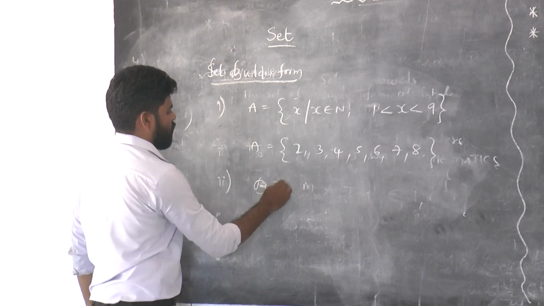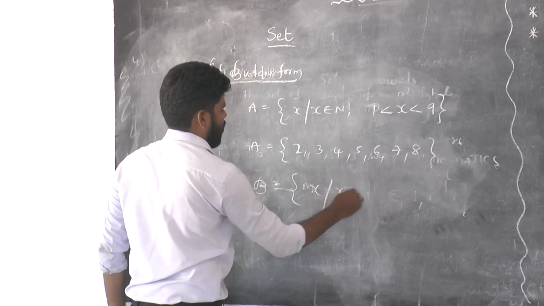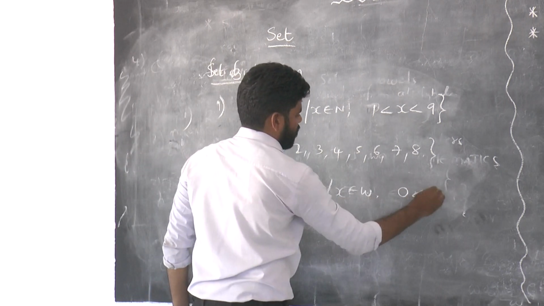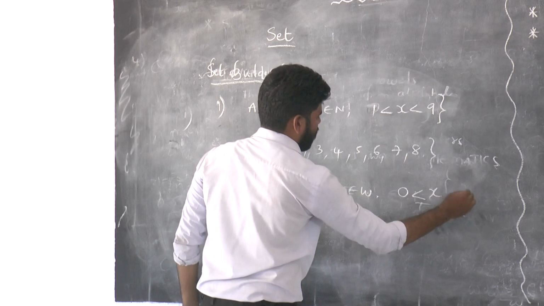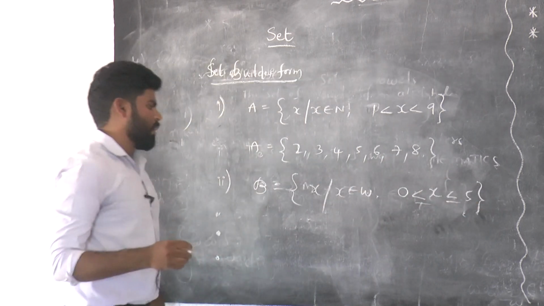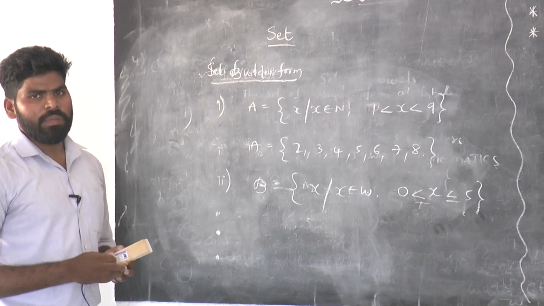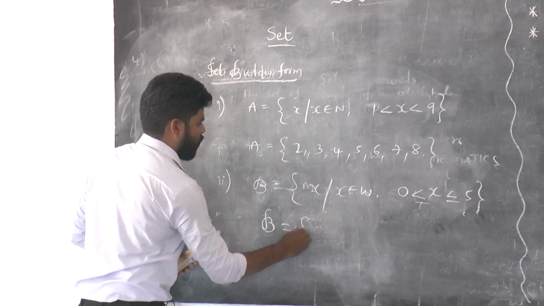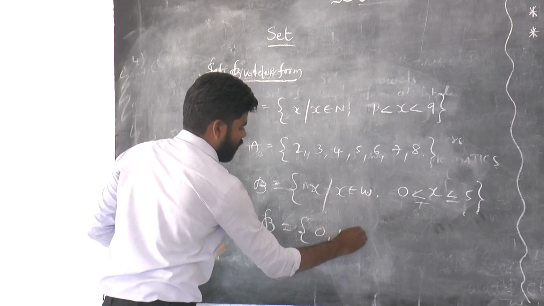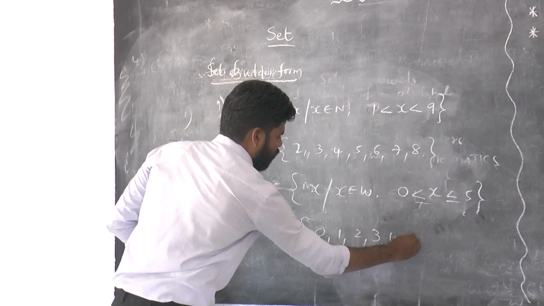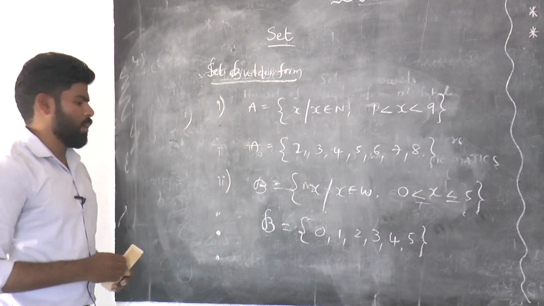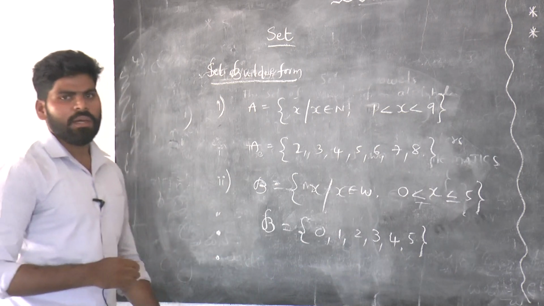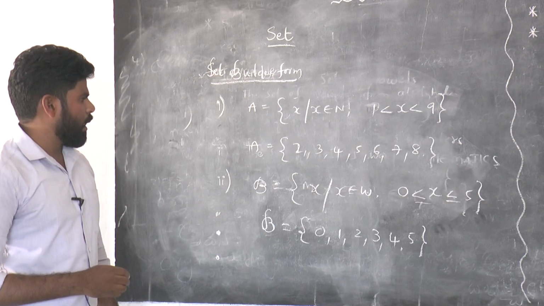The set B is equal to {x such that x belongs to whole numbers, 0 less than or equal to x less than or equal to 5}. I mean elements from 0 to 5. So the set B is equal to {0, 1, 2, 3, 4, 5}. This set contains the elements 0, 1, 2, 3, 4 and 5.